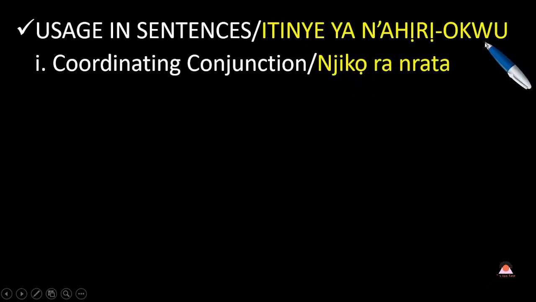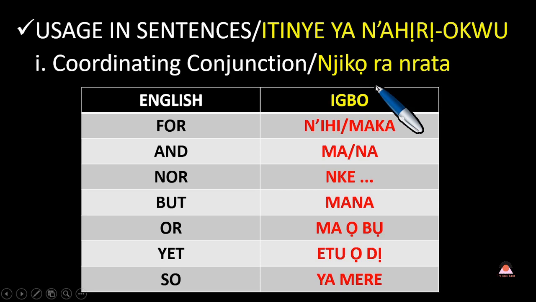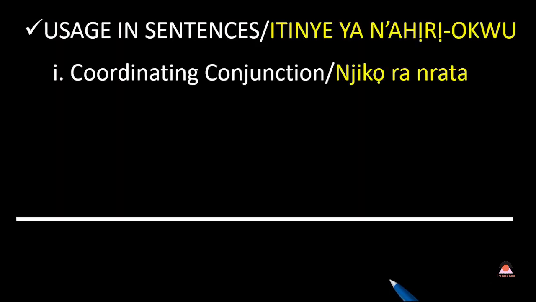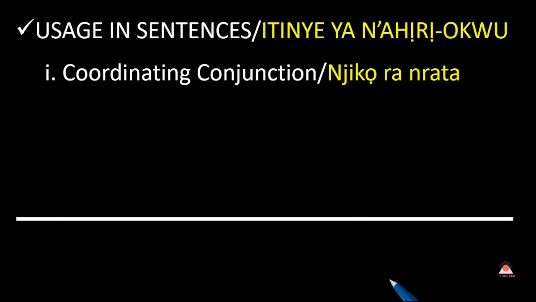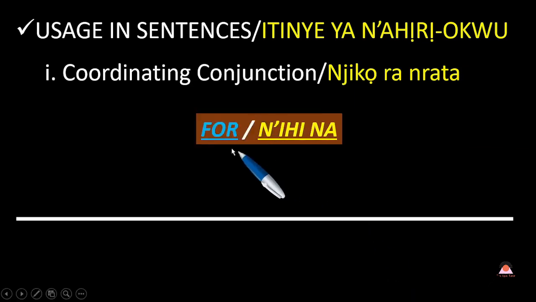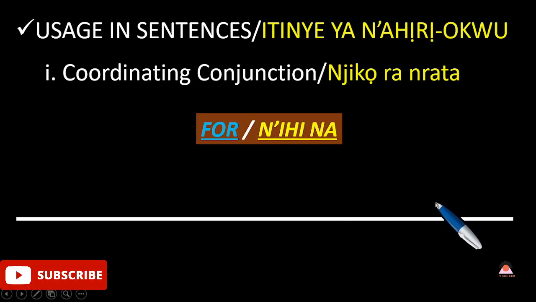Usage in sentences. We're beginning with coordinating conjunction. Njikọra nrata. Let's see how they are used. Remember, these are examples, just to refresh your memory on that. N'ihi or maka, ma or na, nke, mana, maọbụ, etu ọ dị, and ya mere. Let's begin to use them in sentences, beginning with number one example. And the conjunction we're looking at here is for, which is in Igbo, nihina. We'll look at sentences for that.